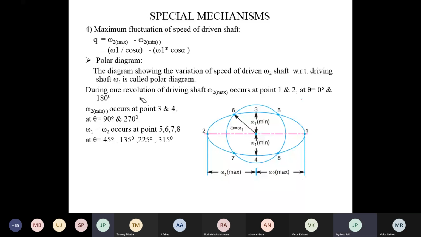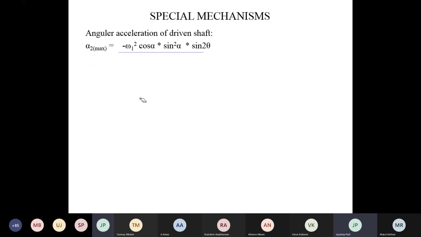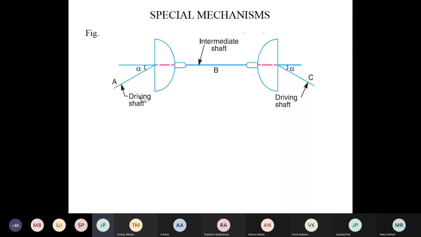The last point. You can find out the angular acceleration of the driven shaft, which is denoted by alpha maximum. Now there is a formula, no need to write this formula. Okay, now see one more point here. Double hook joint. Like this. This is the double hook joint. Okay, done all of you?